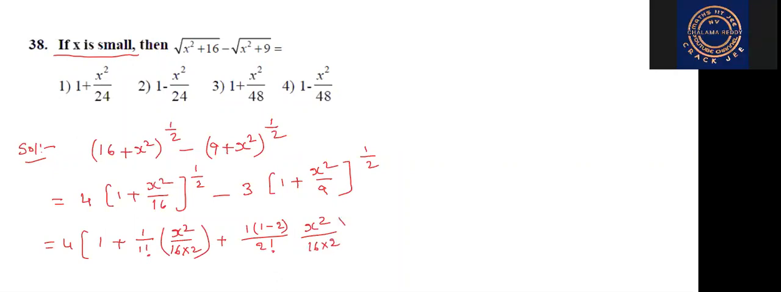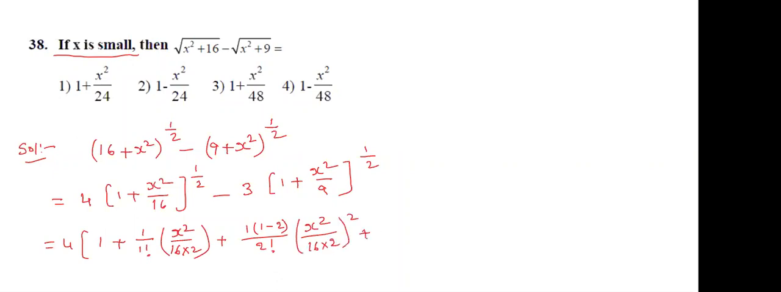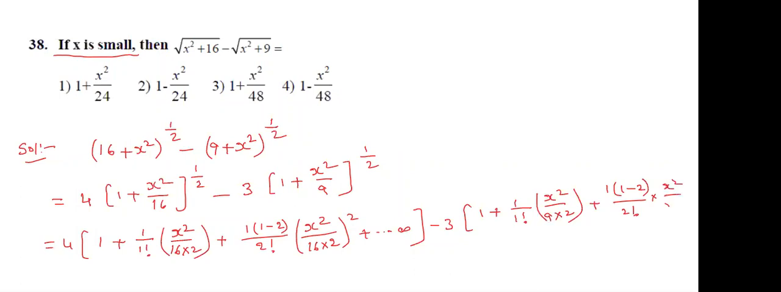That means (x by q) whole square and so on, infinite. This is only the first. Now, in the same way, expand the second one also. 1 plus 1 by 1 factorial into x square by 9 into 2, plus 1 into 1 minus 2 divided by 2 factorial into (x square by 9 into 2) whole square, and so on, infinite.